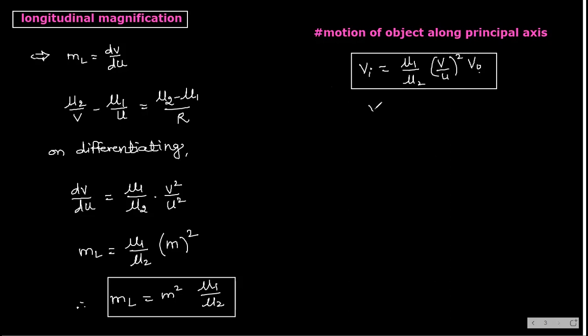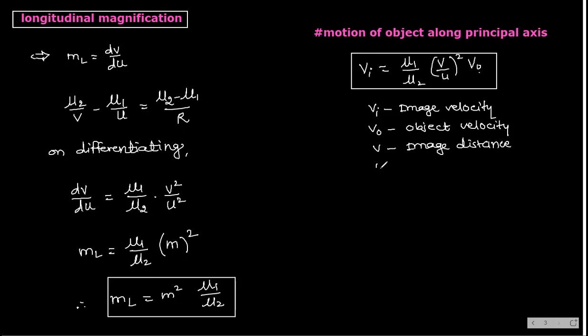Yes. So phi I is image velocity. Phi o is object velocity. Phi is image distance. And u is object distance. Okay, this is what the formula for motion of object along the principal axis.